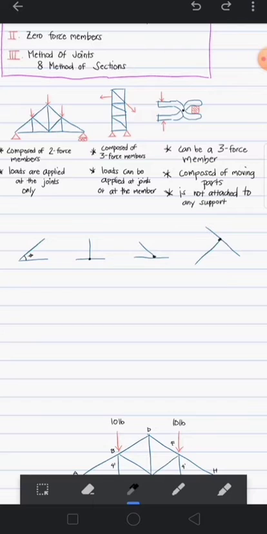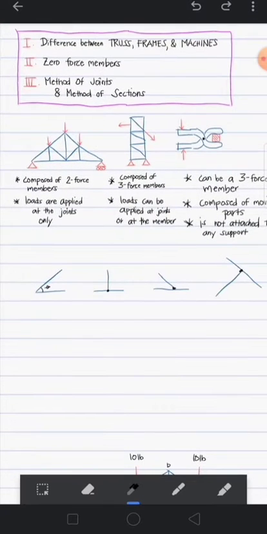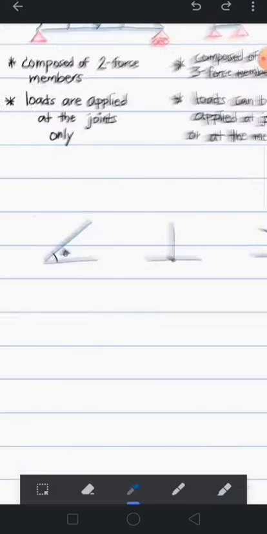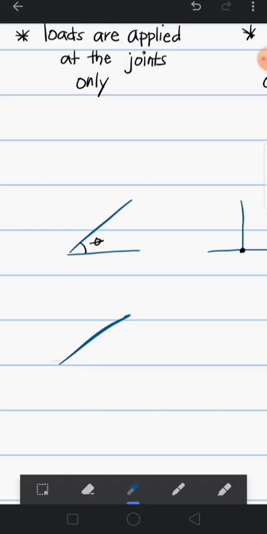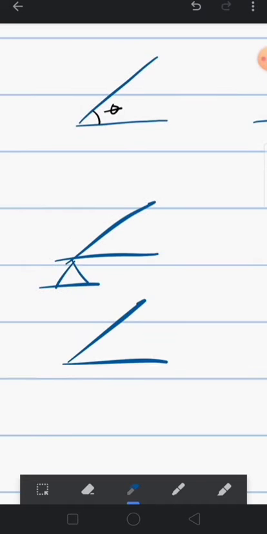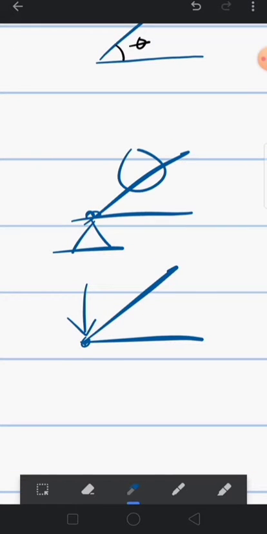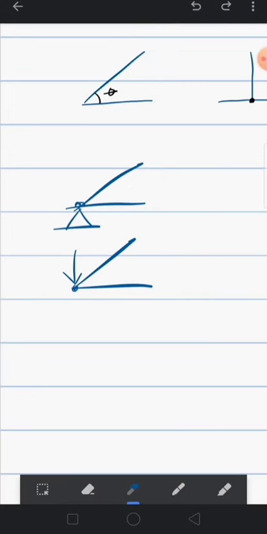When can they not be zero force members? They cannot be zero force members if there are support reactions right here, or there is a load applied to that joint. If there's a load and a support reaction, automatically these two members are not zero force members, meaning they have a force in them.